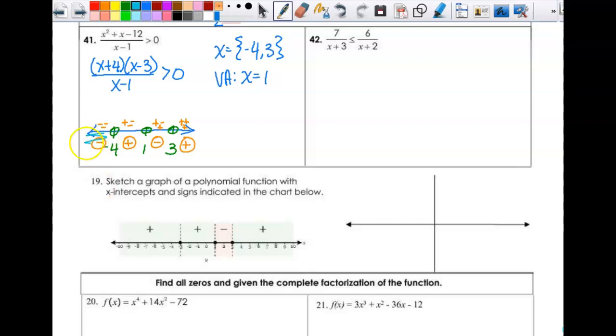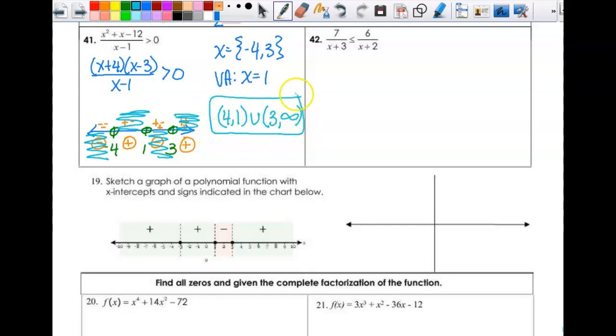Okay, so negative, positive, negative, positive. And I want this to be greater than 0, so again, I'm looking for my positives. It's positive between negative 4 and 1. Those are open. And then it's positive again from 3 to infinity. Oh, negative 4, not 4. Negative 4.